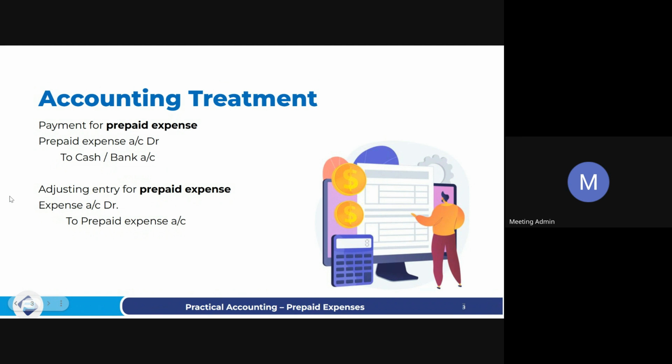Okay, so in the transaction, the expenses account will be debited and the prepaid expenses account will be credited. Is that clear? Please make a note of journal entries and all. It's very important.